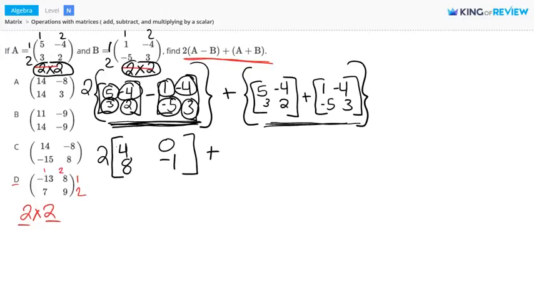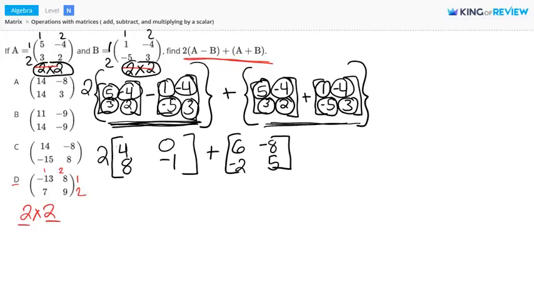Now we're adding this to matrix A plus matrix B. So again, we're going to add the corresponding entries, the entries that are in the same position. So the top left, or row 1, column 1, is 5 plus 1. 5 plus 1 is 6. Now we have negative 4 plus a negative 4, and this is equal to negative 8. Then we have 3 plus a negative 5, and this is equal to negative 2. And finally, we have 2 plus 3, which is 5.